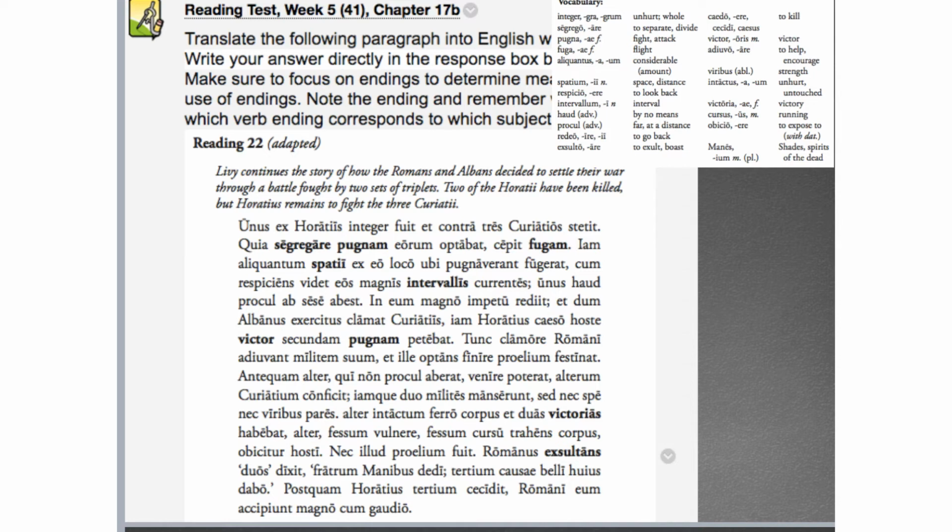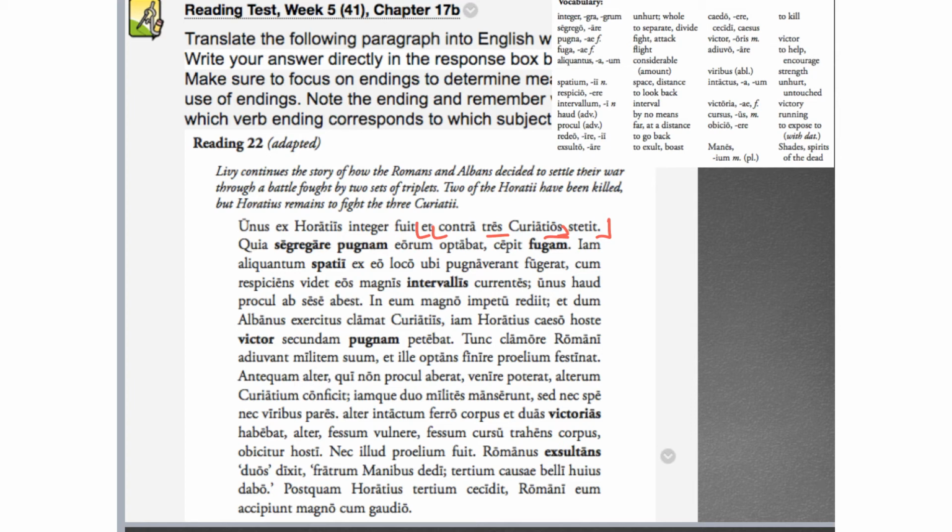So, unus ex Horatiis integer fuit, et contra tres Coriatios stetit. All right, so right off the bat, that os should be accusative. If that's going to be accusative, that likely tres is going to be accusative. Contra is a preposition. That's going to make that a prepositional phrase. And note then, this takes care of my whole clause. And then I've just got et stetit contra tres Coriatios. And he stood against the 3 Coriatii, and that makes sense.